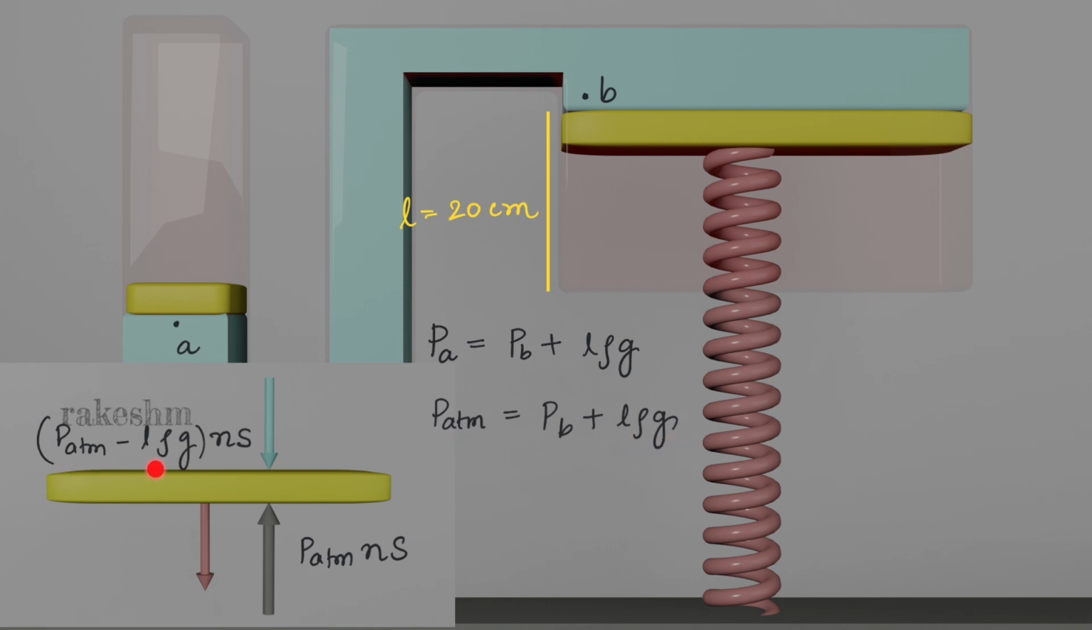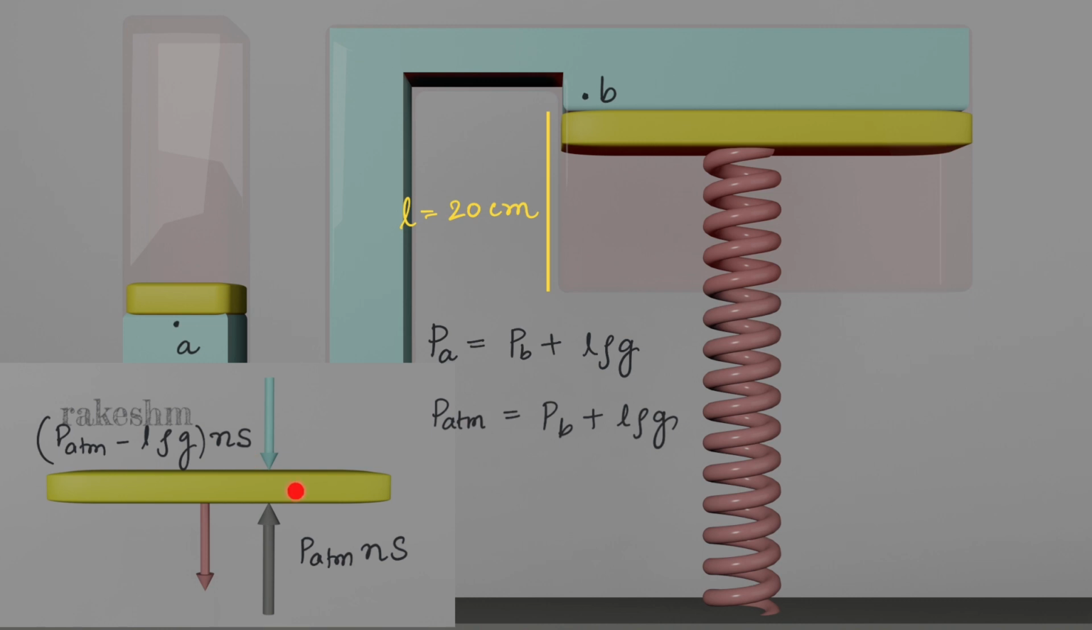So (P_atm − Lρg) into area is N into S. In the question, he has given the area of this piston as S, and the area of this piston is N into S. So this is the force due to the liquid on the top face of this piston. Okay. Next, the force due to the atmospheric pressure on the bottom face of the piston is P_atm into area. We can clearly see that this downward force is greater than this force.